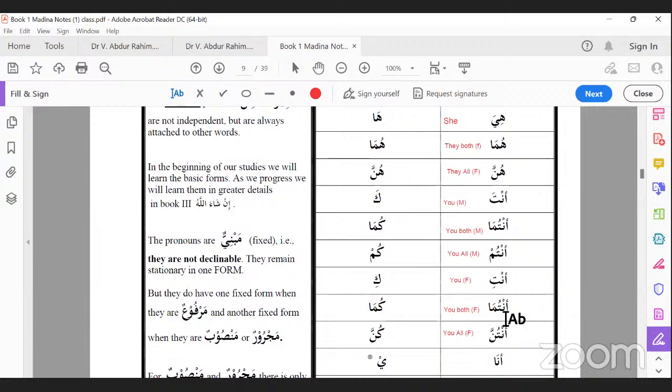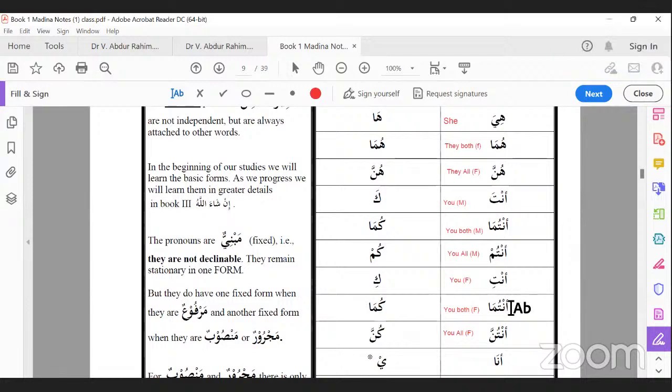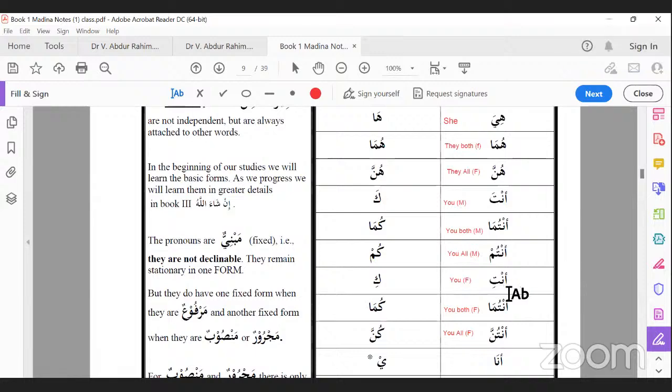Sorry, it's Anti for female, with a kasra. Anti. Which one is that? This one here. One female is anti, with a kasra. Okay, I didn't see that one. Yeah, anti, one female.